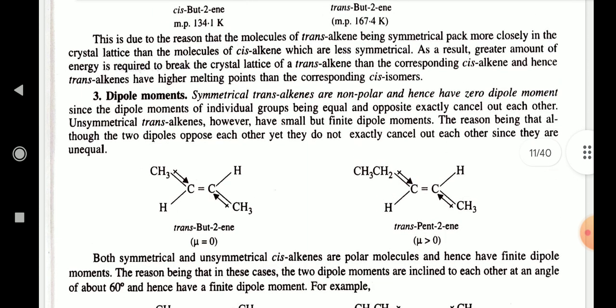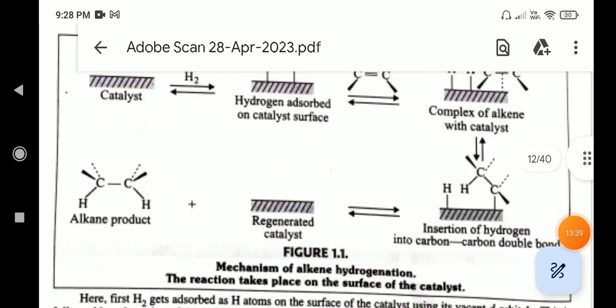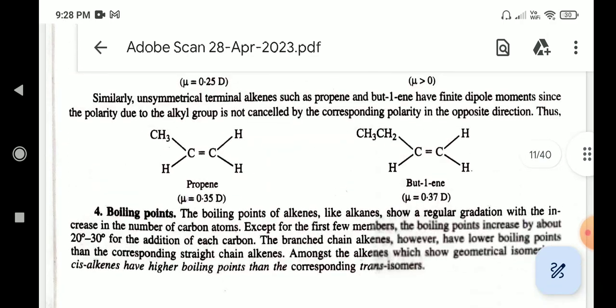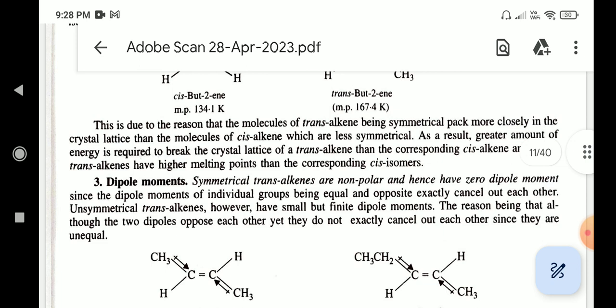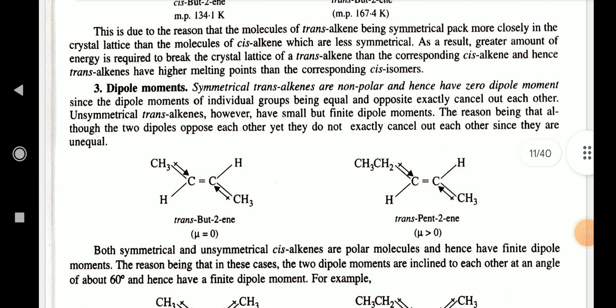This is due to the reason that the molecules of trans alkene, being symmetrical, pack more closely in the crystal lattice than the molecules of cis alkene, which are less symmetrical. As a result, a greater amount of energy is required to break the crystal lattice of trans alkene than the corresponding cis alkene, and hence trans alkenes have higher melting points than the corresponding cis isomers.